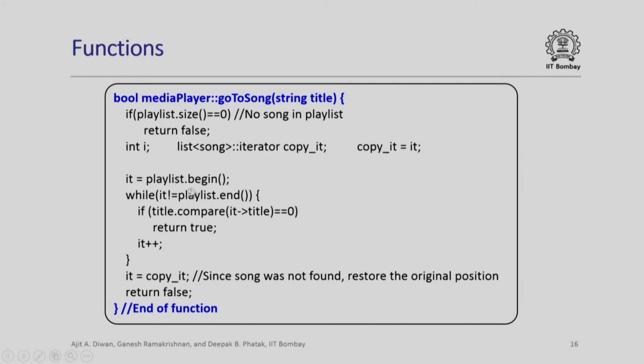So, playlist dot begin is the point that I set IT to, and while the playlist has not ended, I will iterate around. I will use the comparison operation using title, and if the comparison title dot compare is 0, I will return true, set IT to plus plus. At the end of this, I will say copy IT. Since song was not found, I will restore it to the original position and return false.